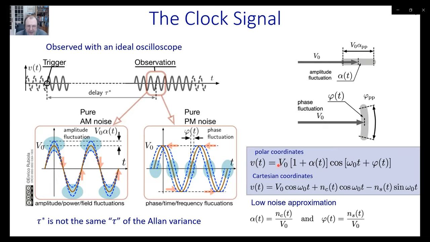So, this is the polar representation of the clock signal. It can also be represented in Cartesian coordinates, with V0 cosine omega t as the main signal, a parallel signal that is the amplitude noise, and a perpendicular signal that is the phase noise. And in the low noise approximation, the fractional amplitude is equal to Nc divided by V0, and the phase is Ns divided by V0. All right.